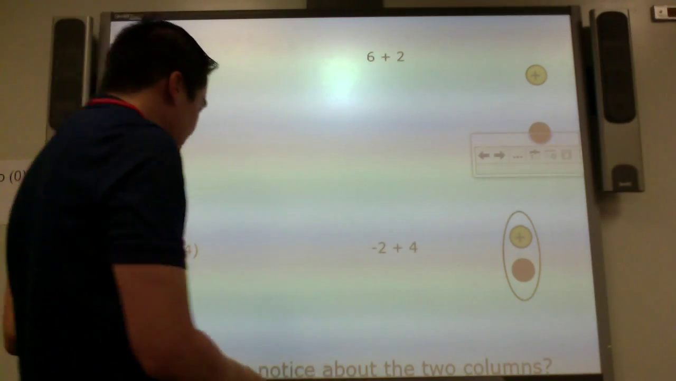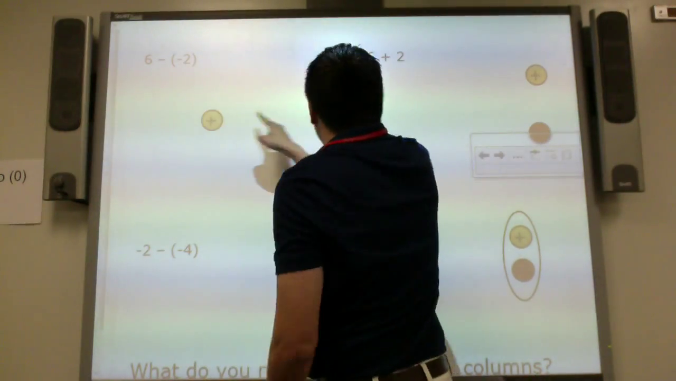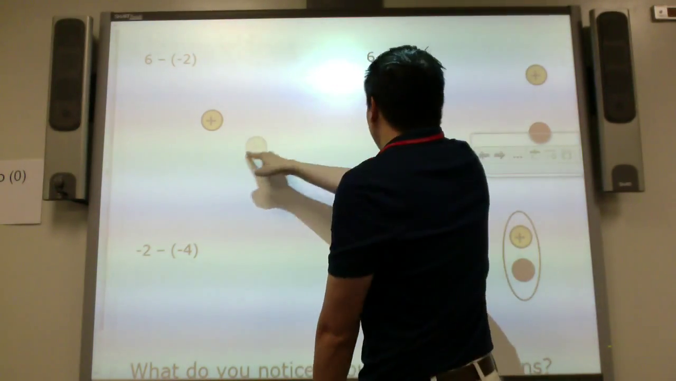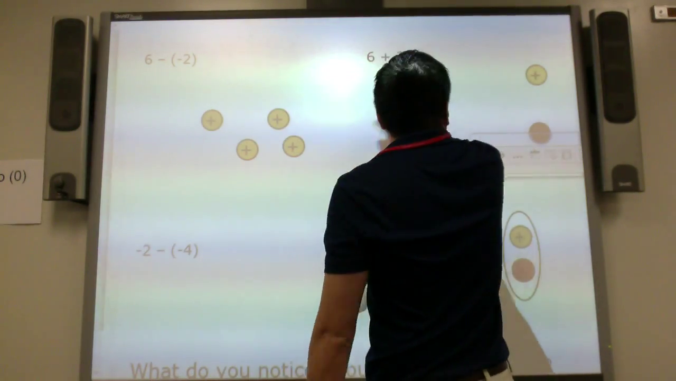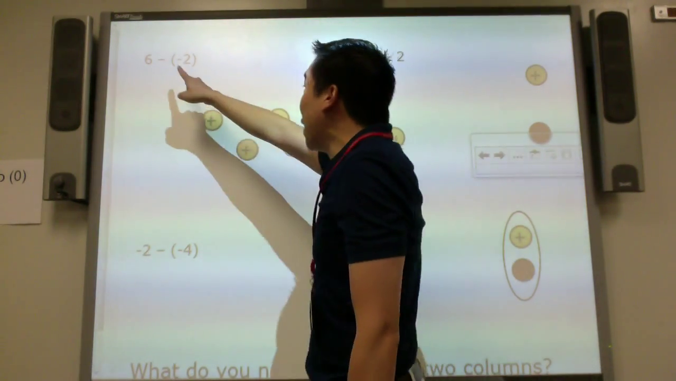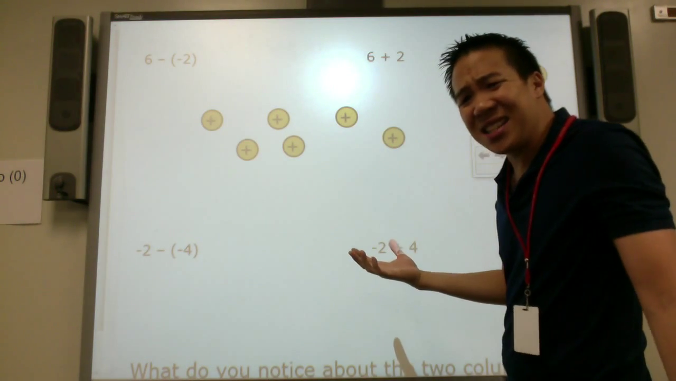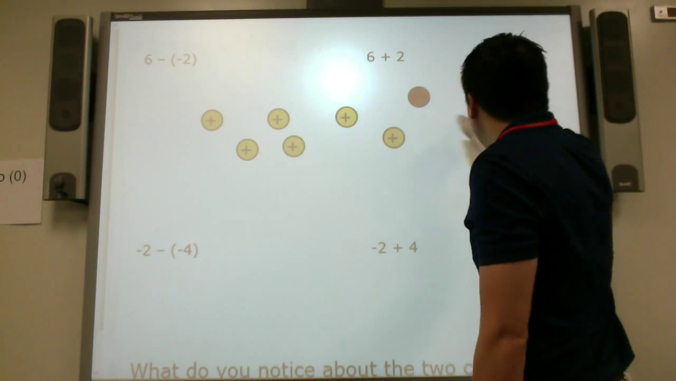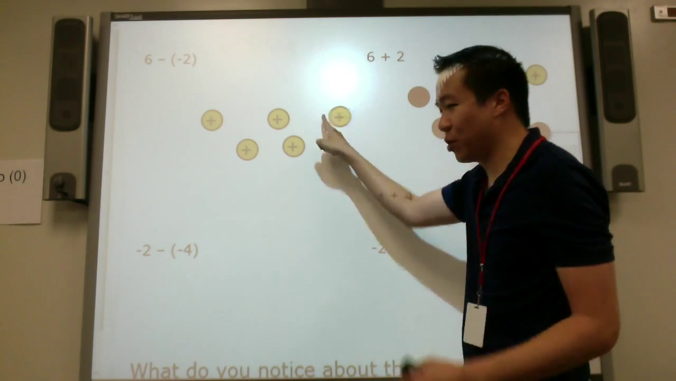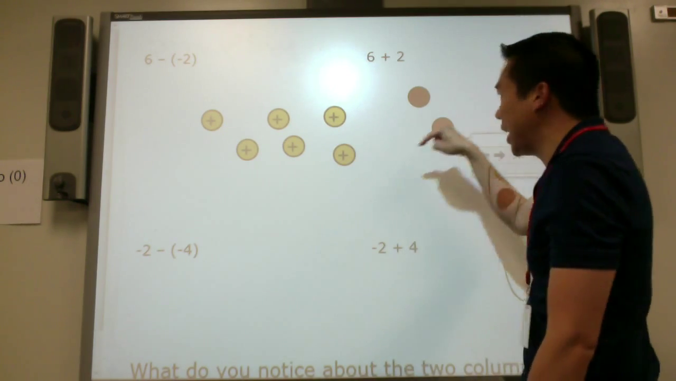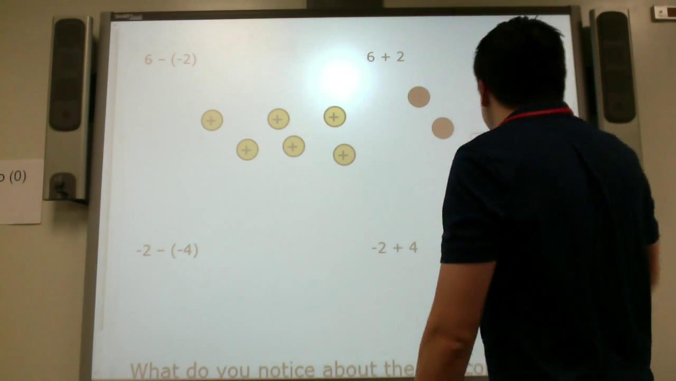Let's try some more examples. We start with 6 positive: 1, 2, 3, 4, 5, 6. They would like you to subtract or take away 2 negatives. But there aren't any negatives to take away from it. So how can I add, there's a reason why I'm saying that word, add 2 negatives without changing its value?